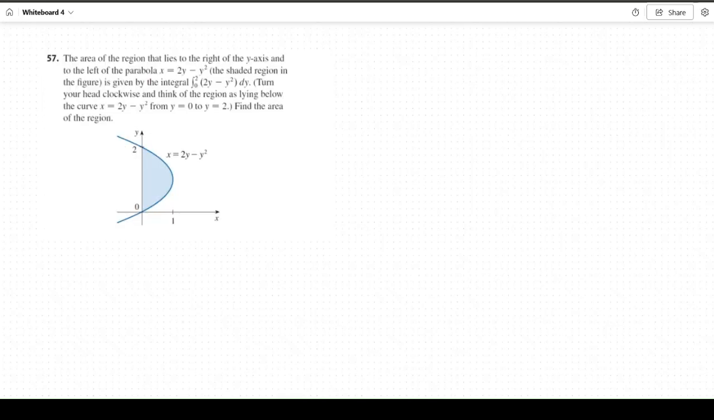So the area of the region that lies to the right of the y-axis and to the left of the parabola x equals 2y minus y squared is given by the integral 0 to 2, 2y minus y squared dy. So find the area of the region. So guys, this is very simple. It might look hard, but it's not. So let's start off with step 1. As you can see, this is in terms of y. So immediately we don't have to do any fancy stuff. And let's just start off.